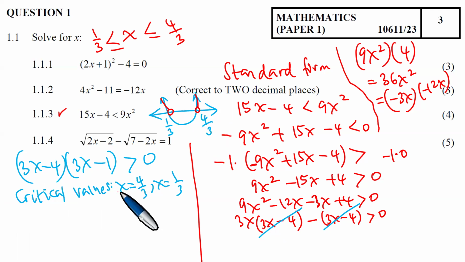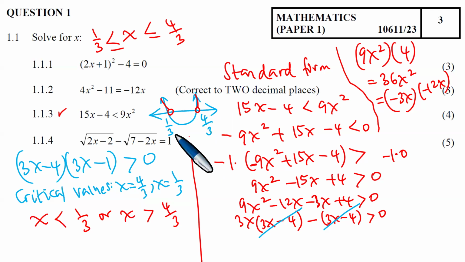Right. And therefore, it means that your x is going to be less than 1/3, or x is going to be bigger than 4/3, because we're going to look at this arm when it's bigger than 4/3, or x is less than 1/3. Okay, so this is the answer to the question. Where's the question?